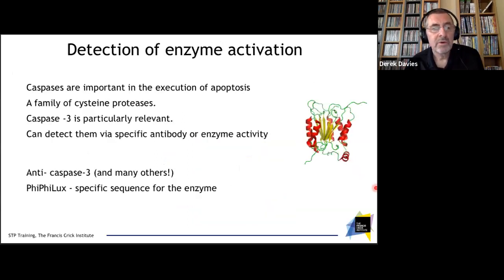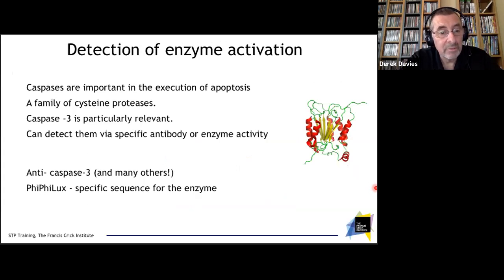Remember, we can also detect enzyme activation, and particularly those caspase enzymes that I talked about earlier. Caspase 3, 8, and 9 are particularly important. And of course, they're proteins, so we can have an antibody against them. That's easy, and we can get an antibody that's directed against the whole molecule, or we can get an antibody directed against the active form of the molecule. And again, that could be useful information.